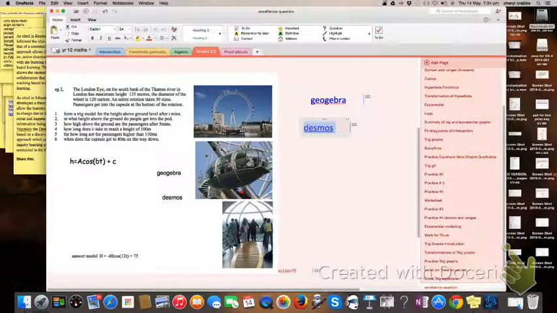The London Eye on the south bank of the Thames River in London has a maximum height of 135 meters. That's if you look at the actual eye from the ground up to the very top, that's 135 meters. The other bit of information it gives us is the diameter of the actual wheel. So the actual diameter of the wheel is 120 meters. They're not the same, and there's a reason for that. And an entire rotation takes 30 minutes.